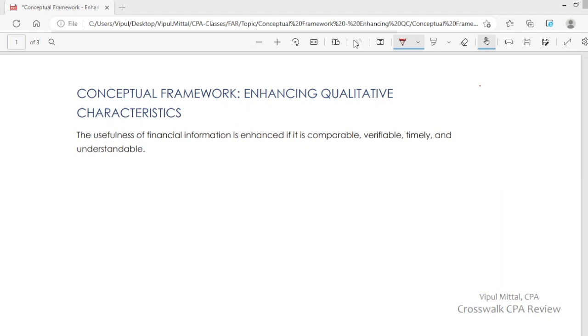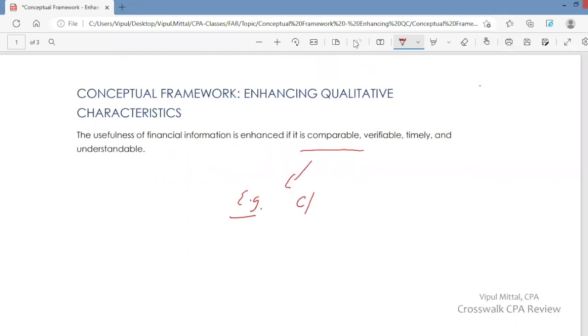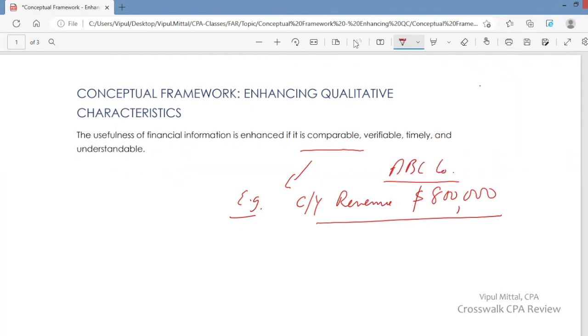So information is comparable. If it is comparable, information is more useful. So for example, current year revenue figure, it is $800,000. Now, is this information comparable? Can it be compared with similar information about other entities? Can you compare revenue figure for ABC company with other entities in the same industry?